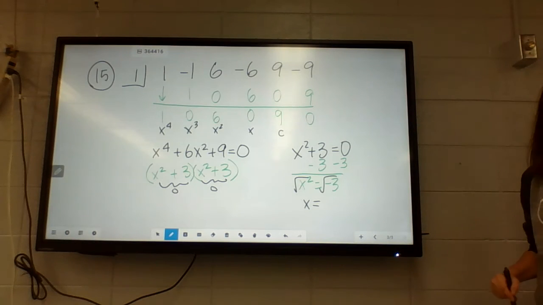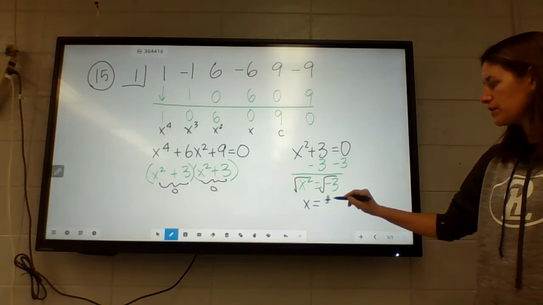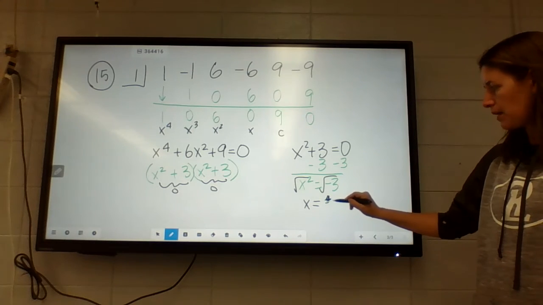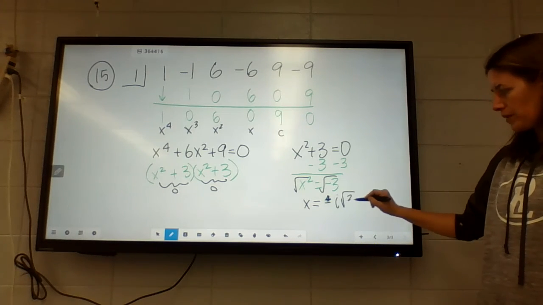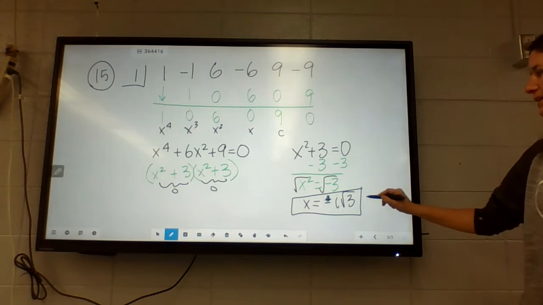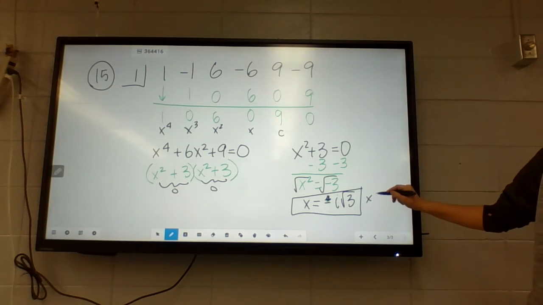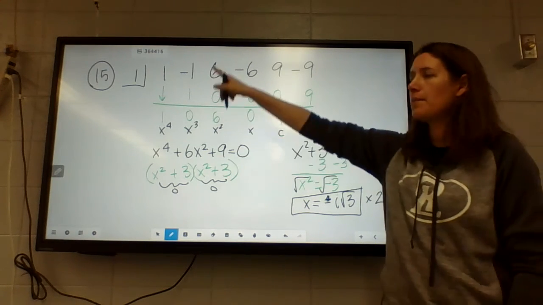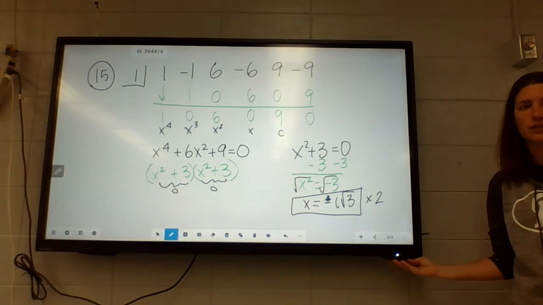Now the square root of negative 3. The square root of 3 is not a nice number, but I can pull that i out, and I know it's going to be plus or minus. Sorry, that should be plus or minus i square root of 3. We just leave it that way. But this has multiplicity of 2 because there's 2 of them. And then x equals 1 was our other answer.